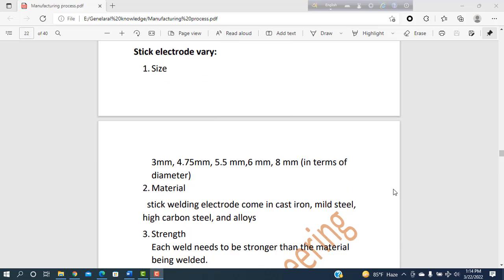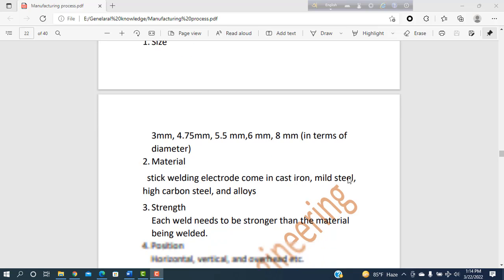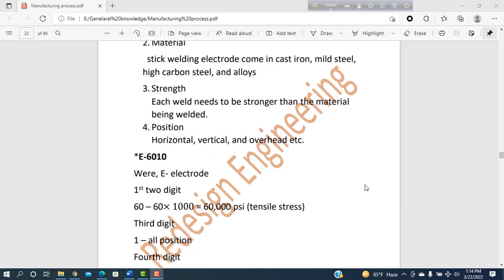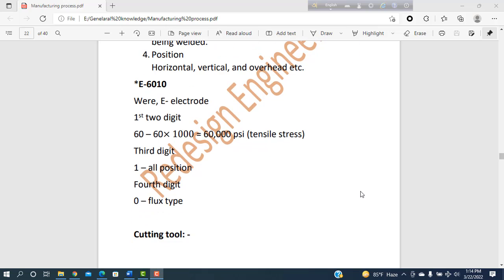Stick electrodes vary depending on the size: 3 mm, 4.75 mm, 5.5 mm, 6 mm, 8 mm in terms of diameter. Material. Stick welding electrodes come in cast iron, mild steel, high carbon steel and alloys. Strength. Each weld needs to be stronger than the material being welded. Position. Horizontal position, vertical position and overhead position, etc.